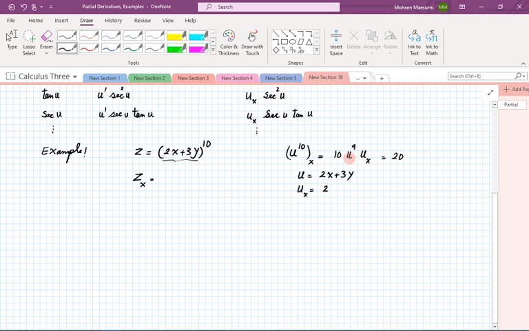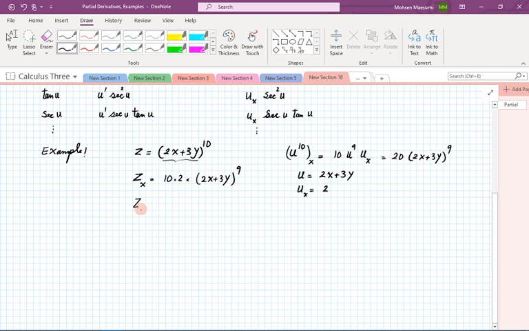So our final answer: u sub x becomes 2, times 10 becomes 20, times u to the power of 9, where u is 2x plus 3y, to the power of 9. So z sub x would be the exponent, which is 10, times the derivative of the base with respect to x, that is 2, times the base, which is 2x plus 3y to the power of 9. So 10 times 2 will be our 20 here.